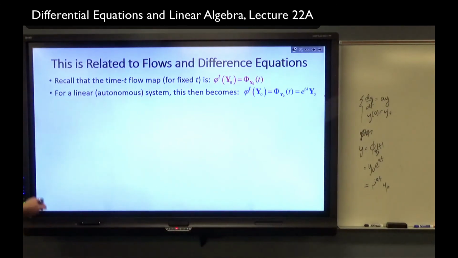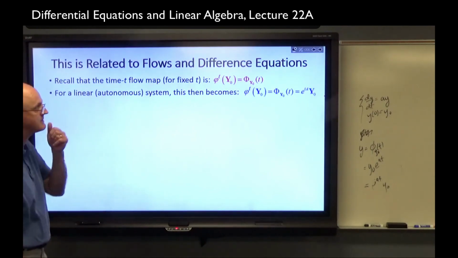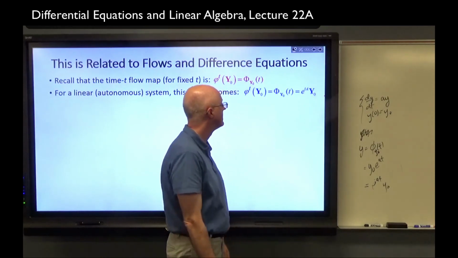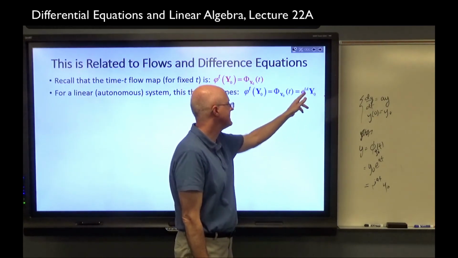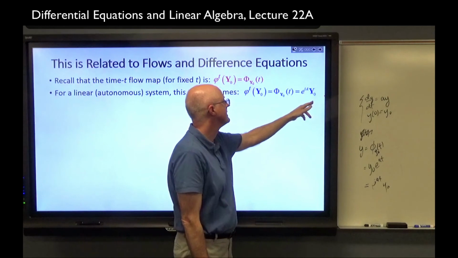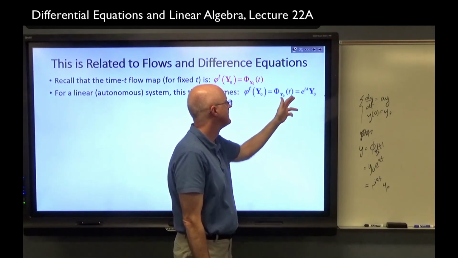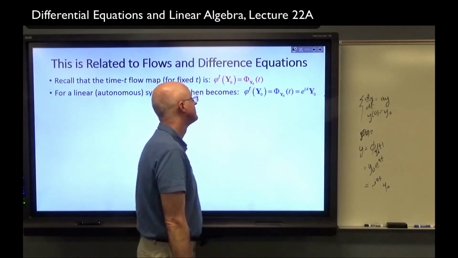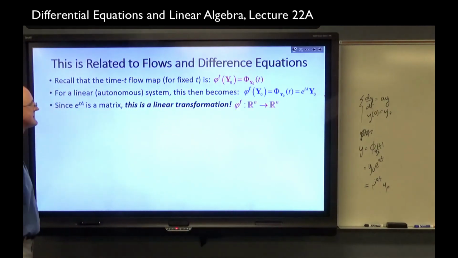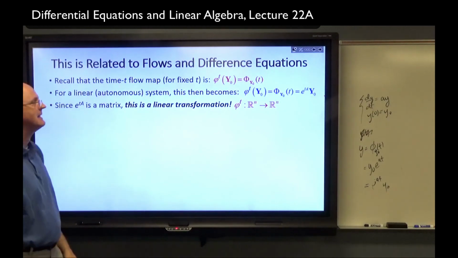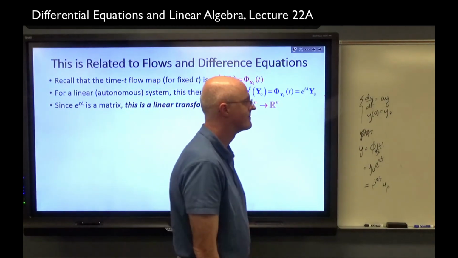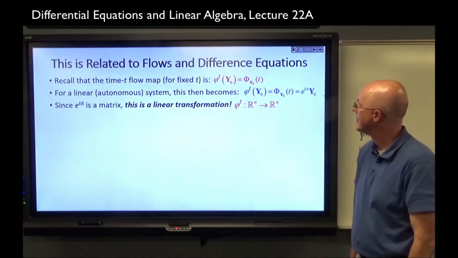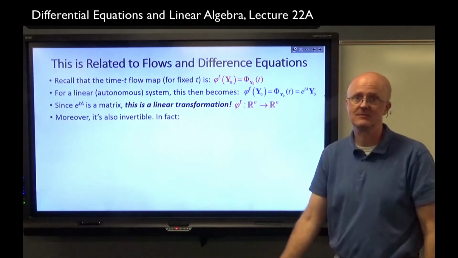And because it's a linear system, we can relate it to the matrix exponential. The formula here is e to the tA times y0. You want to think of it as a solution, think of t as the variable, A and y0 are fixed. You want to think of it as a flow map, think of y0 as the variable, t and A are fixed. And it is a linear transformation. If this is an n by n system, then it's a linear transformation from Rn to itself. In fact, it's even invertible.